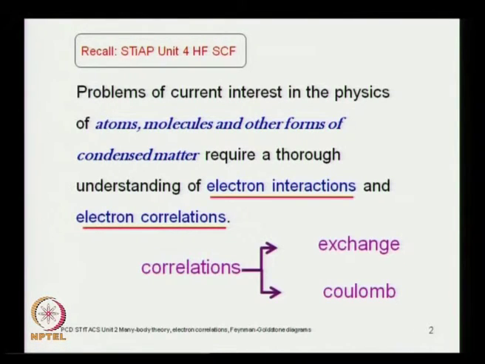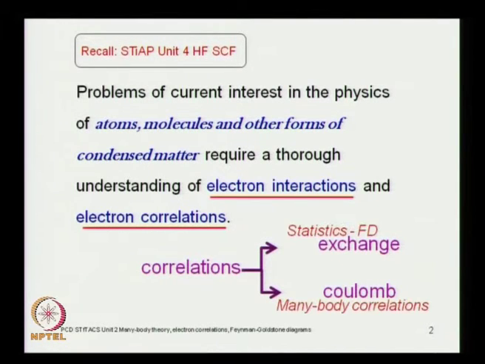And in particular, when I refer to correlations, I will be referring to two kinds of correlations. One are the exchange correlations and the other are Coulomb correlations. So obviously Coulomb correlations and Coulomb interactions are two different things, okay. Coulomb interaction is the usual 1 over R12. Coulomb correlations is what many body theory is about. So that is the focus of unit 2.